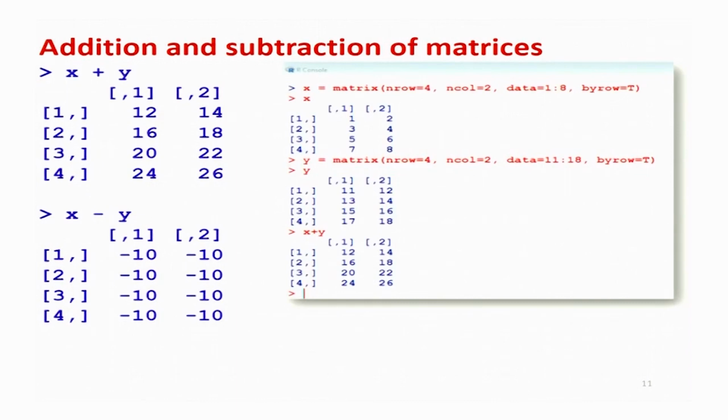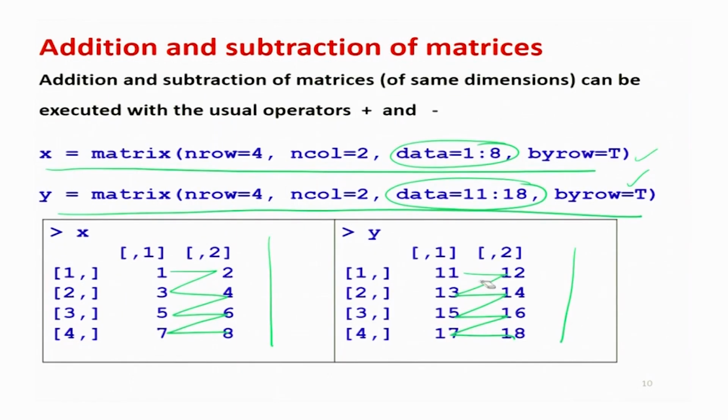Now, I try to add it here. So, now what will happen here? If you try to look here, the addition or subtraction, this element which is at the first row and first column will be operated with the first row and first column element in the y. So, these two are going to be operated.